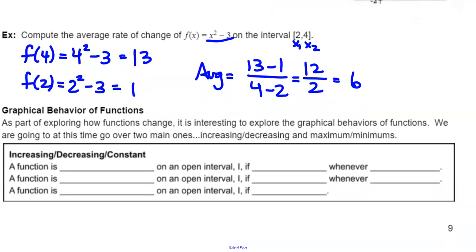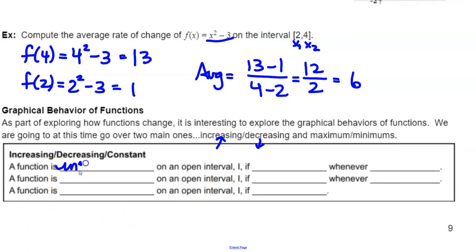All right, so that's the first piece of section 1.3. The last piece is talking about the behavior of increasing, decreasing, and constant. So what happens on a function when we're going left to right, and we're exploring how functions change. It's interesting to explore the graphical behaviors of functions. At this time, we are going to go over two main ones, increasing, decreasing, and max and min. So increasing means you go up, right? Decreasing means you go down. That's the same for any function.